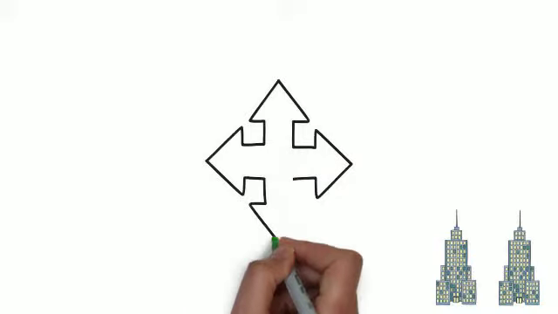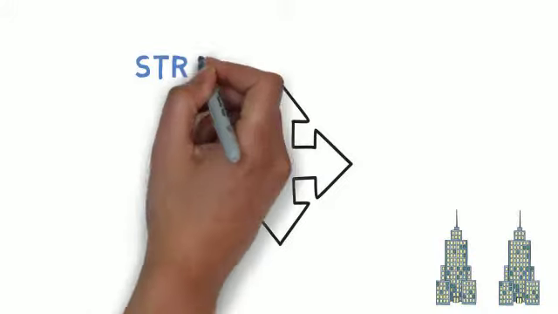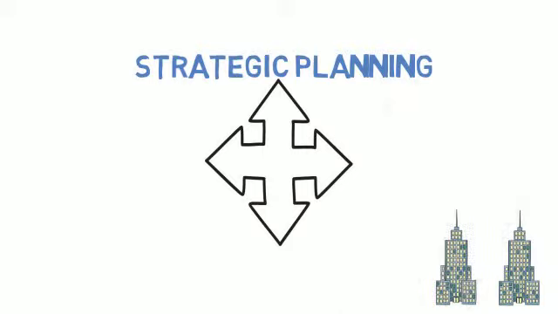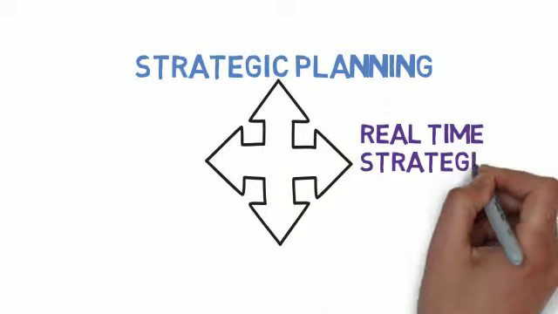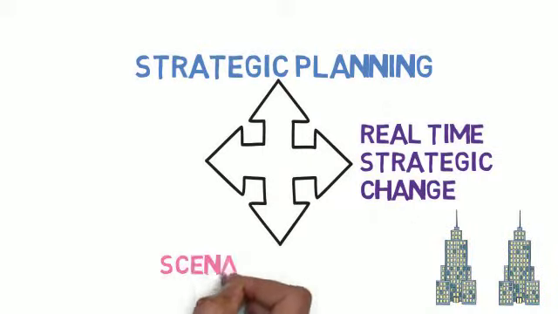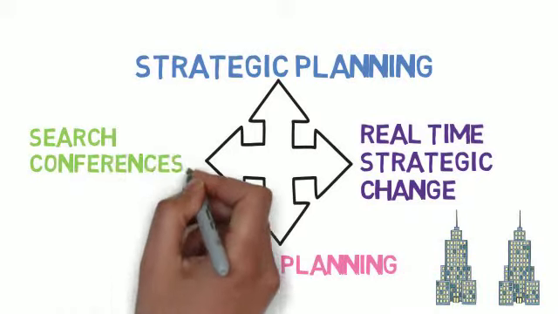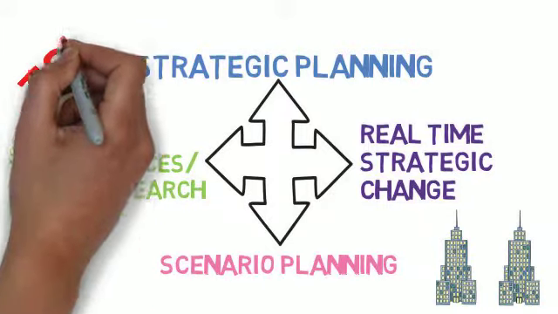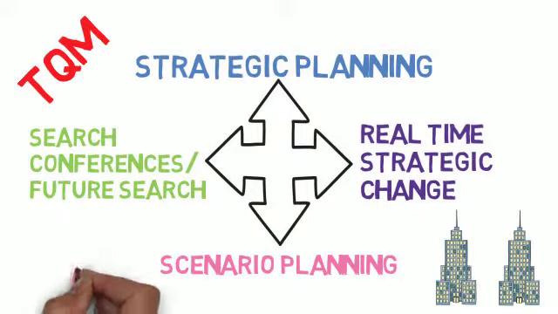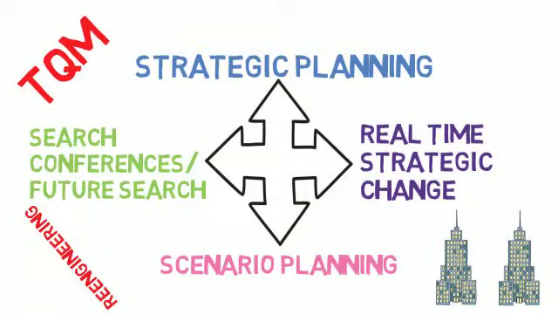There are many different interventions that are leveraged at the organizational level and can even go beyond the scope of just one organization. There are directional interventions, which help organizational members agree on and plan for the future. Common examples include strategic planning and real-time strategic change, scenario planning, and search conferences and future search. There are also quality and productivity interventions, such as total quality management, re-engineering, and Six Sigma.